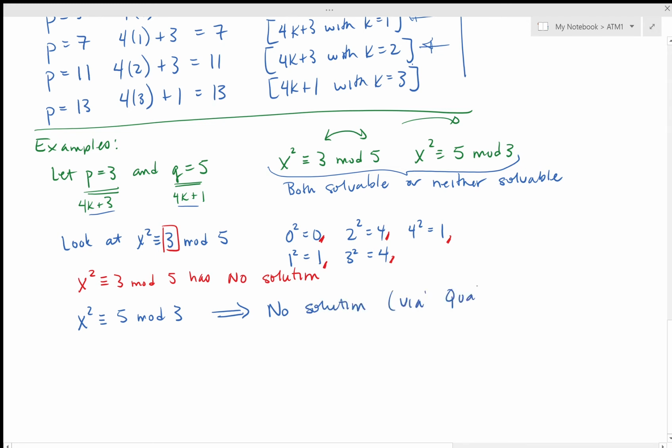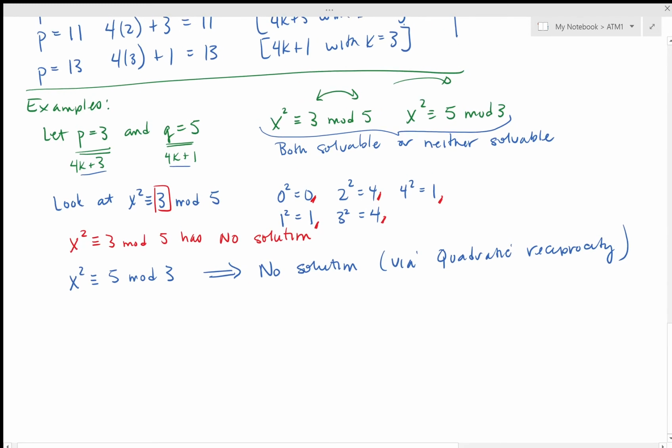I do not have to make any calculations, but let us just make the calculations so that we can assure ourselves that that is at least correct in this case. So I'm going to say, can I square something that is congruent to 5 mod 3? Well, 5 mod 3 is 2. So let us just take the numbers in Z3. That is 0, 1, and 2.